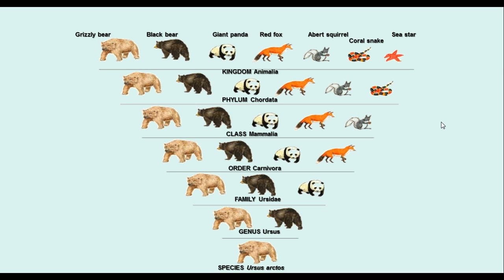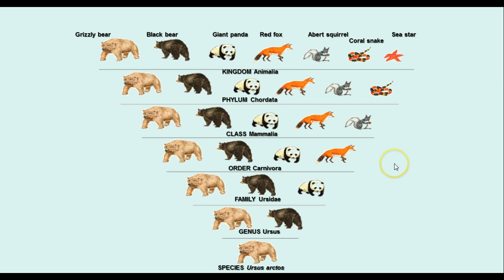The next level down is a class. A class is a group of organisms smaller than a phylum whose members share certain characteristics. So when we talk about class Mammalia, all the mammals have hair and feed their young with milk. Well, snakes don't have hair and they don't feed their young with milk, so we have to rule them out of class Mammalia. We know they're reptiles, and so class Mammalia will include the three types of bear here and the fox and the squirrel.